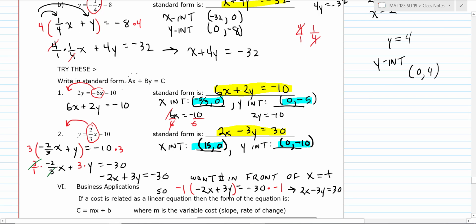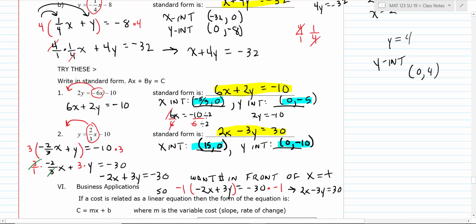All right, so I'm going to pause this and go ahead and go for it. Okay, so here's what you should have got. The first one, when you change that to standard form, you just move the negative 6x to the left. That's all you do. So 6x plus 2y is negative 10. Maybe it's a little hard to do the x-intercept in your head, but you could imagine in your mind erasing the 2y. So you solve the equation 6x equals negative 10. Divide by 6. You can reduce this fraction by 2, so you would get negative 5/3.